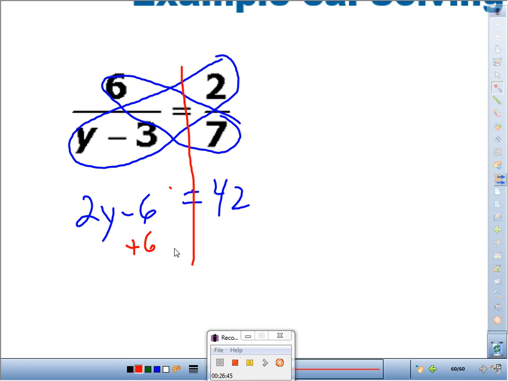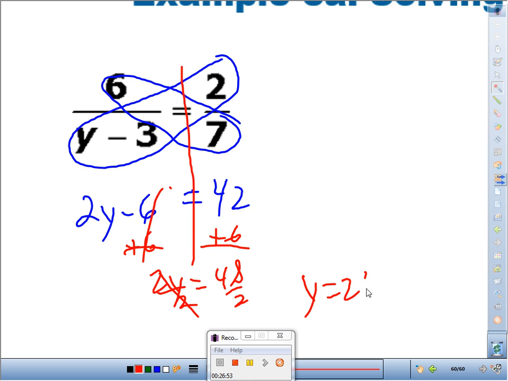So from here, plus 6, 2y equals 48. Divide by 2, y equals 24. Pretty simple. Just remember, when you have a proportion, distribute the number to both terms. I know, right? Let's go to the next one.